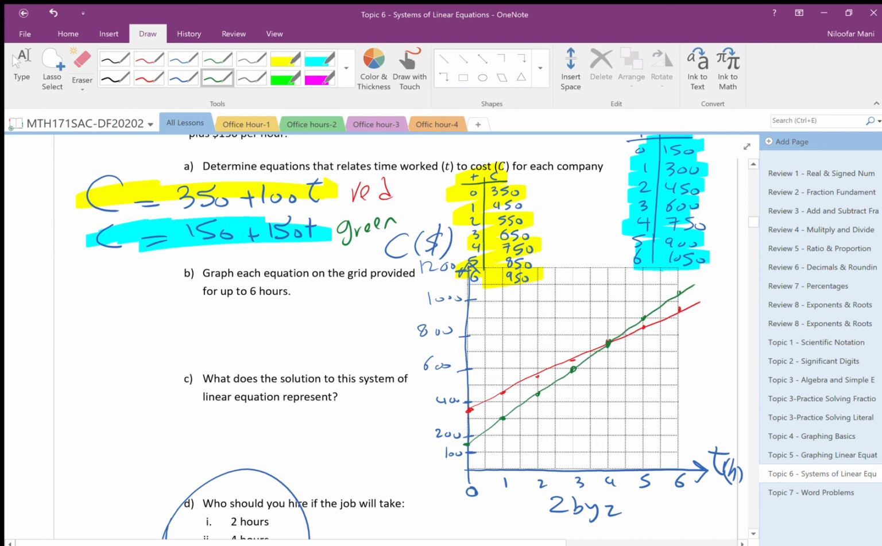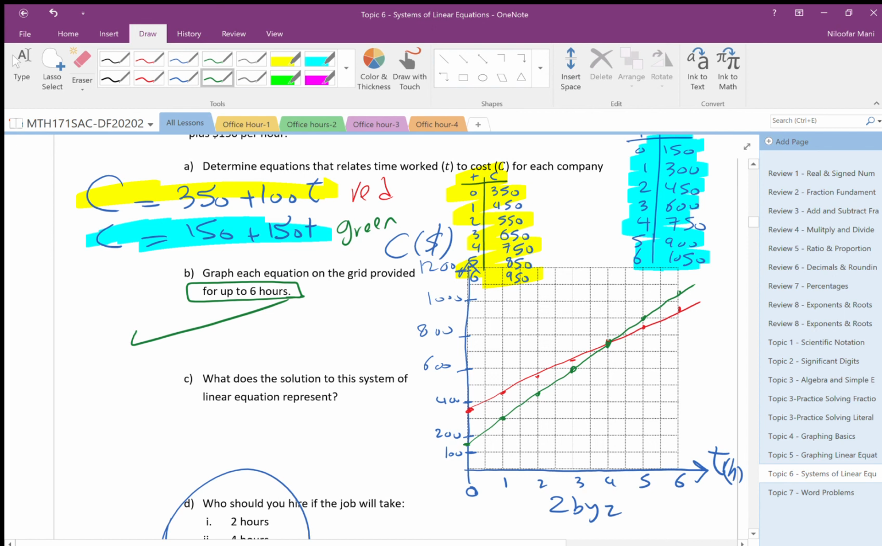Okay. So graph each equation on the grid provided for up to 6 hours. See, it says up to 6 hours. Otherwise, I don't know how many hours, so I really have to have this from the question. So you determine the equations, you read the question, you understand what's going on. Remember, you are just comparing them financially. You are not considering anything else. In reality, you always consider many other things. Okay, so then you graph it. So it's done.